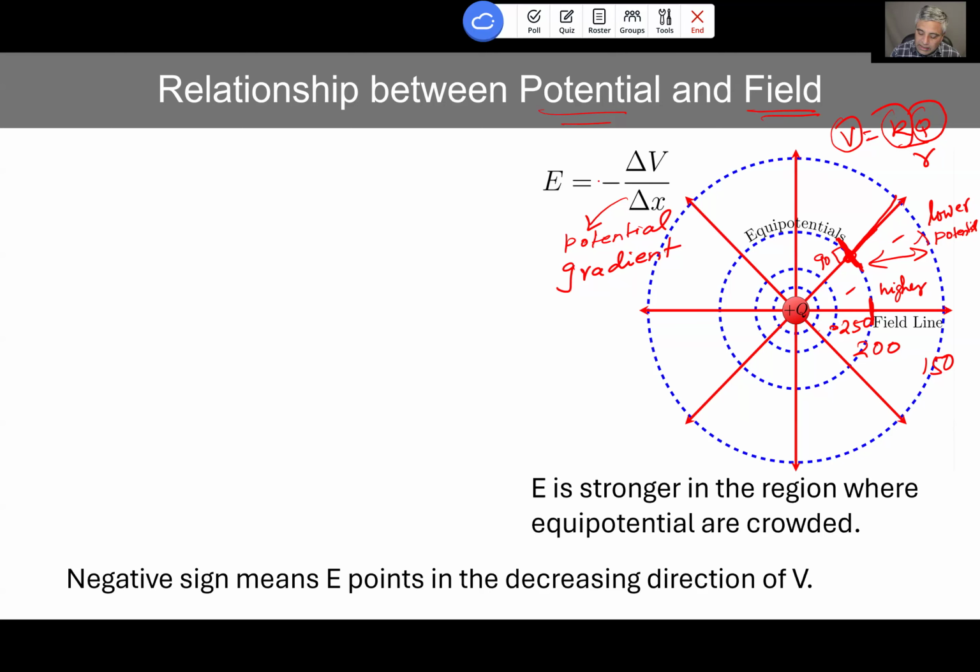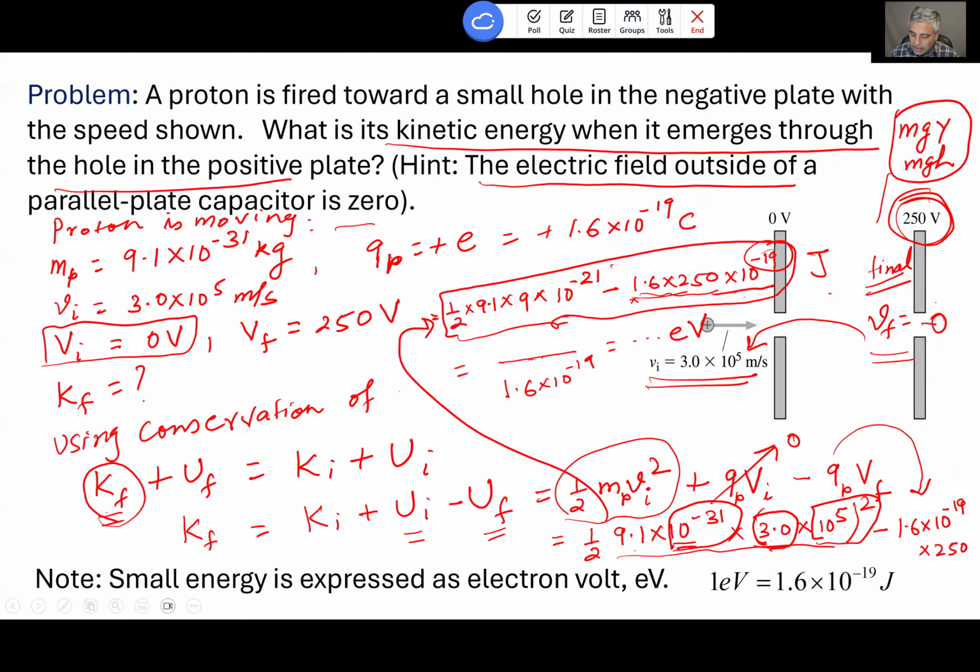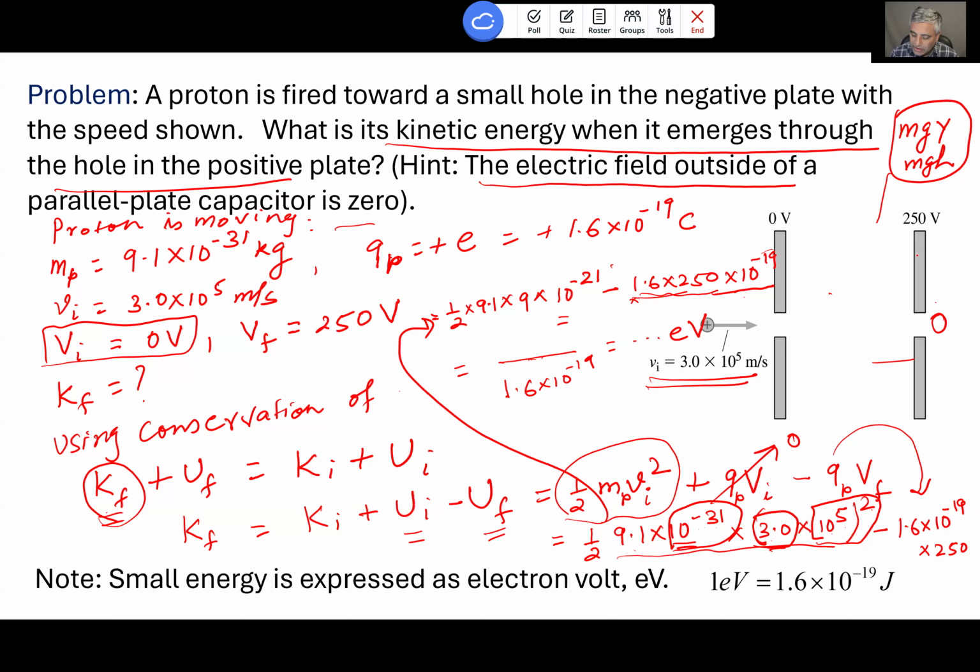There is one negative sign that simply means that it points towards the decreasing potential. Field line points towards the decreasing potential. So field line goes from higher potential to lower potential. For example, in our previous problem here, if we were to draw field lines, the field line between these two plates would be pointing this way. Okay, field line goes from higher potential to lower potential always. That's what it's going to look like.